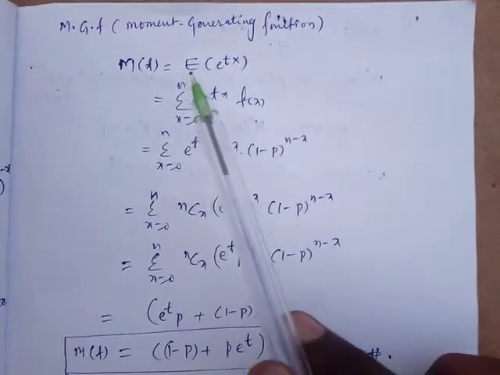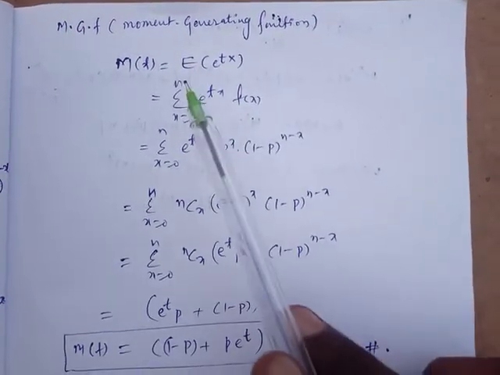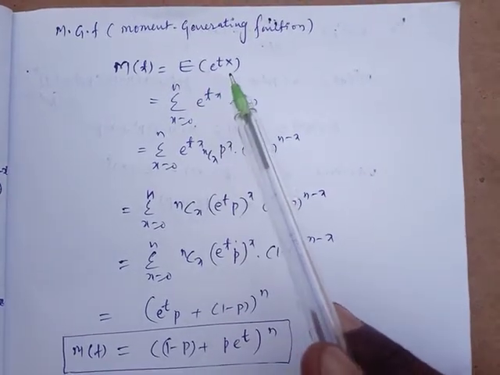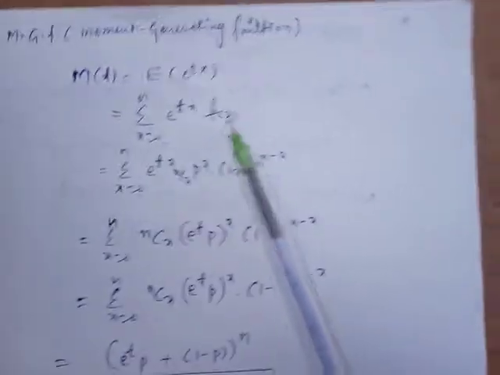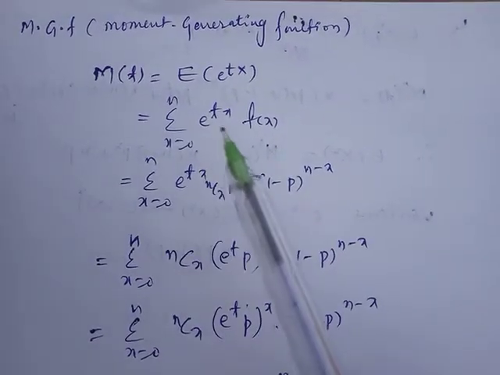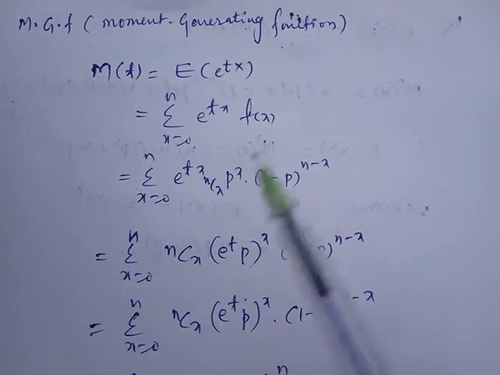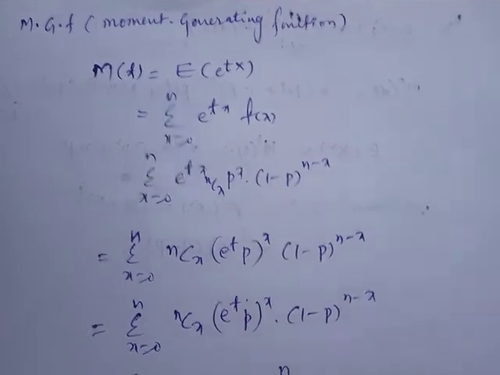Here I am calculating the moment generating function. The moment generating function is M_X(t), or M(t), equal to E of e to the tX. So it is the summation from x equal to 0 to n of e to the tx into f of x. I am replacing the f of x value here.